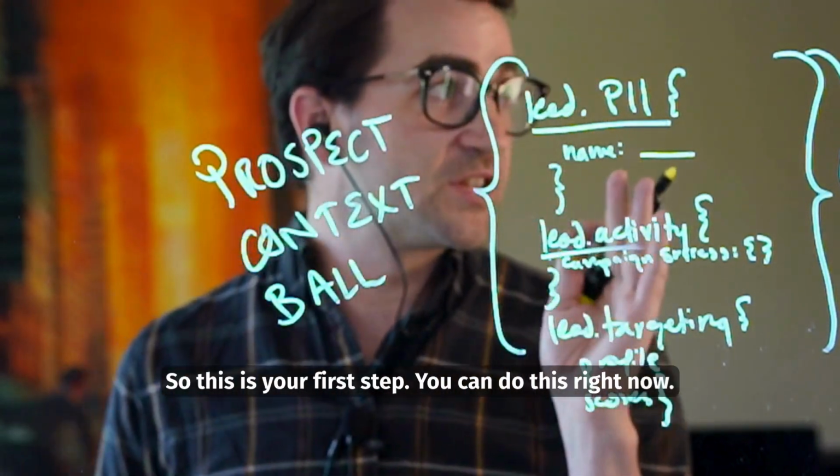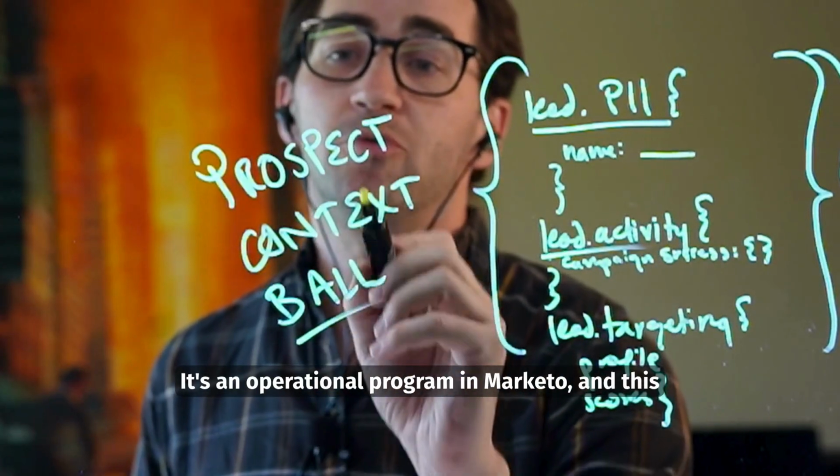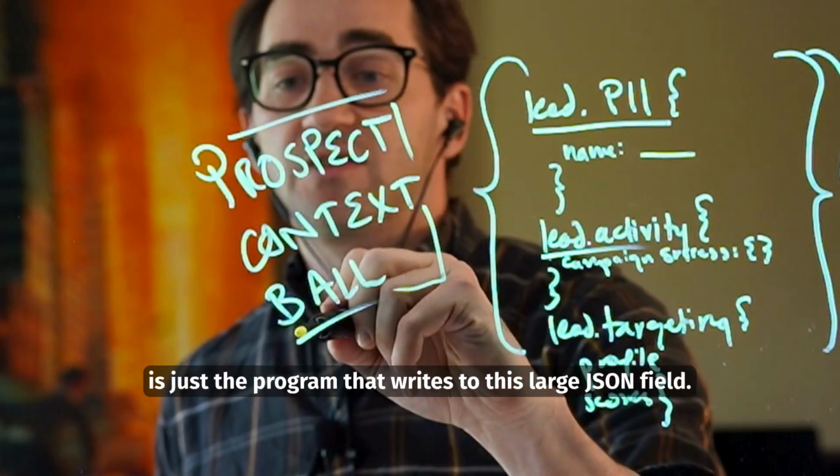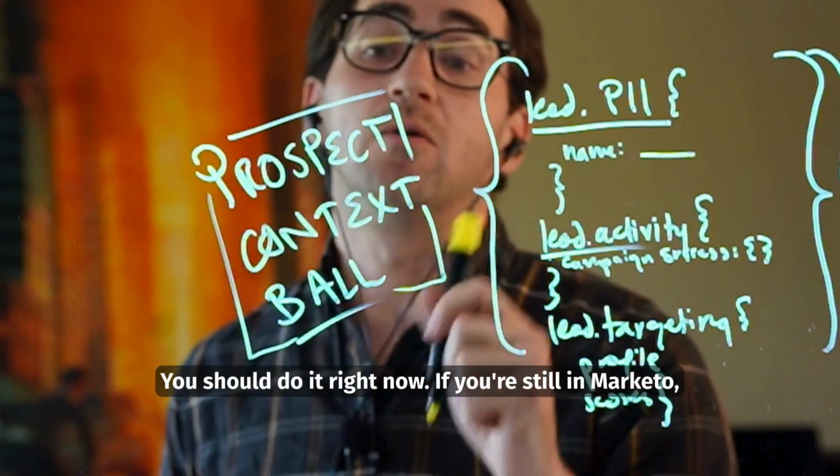So this is your first step. You can do this right now. It's an operational program in Marketo, and it's just the program that writes to this large JSON field. You can do it right now. You should do it right now.